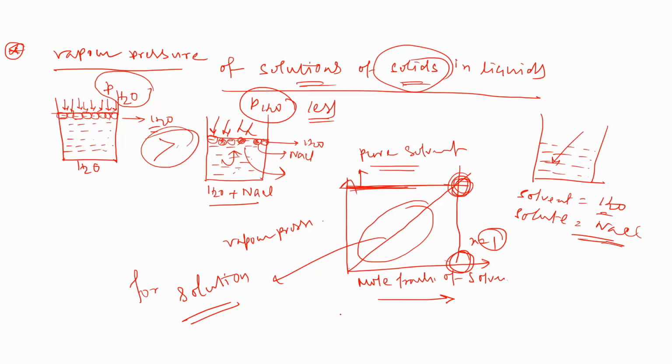Here also we apply Raoult's law, P1 varies with X1. So P1 equals X1 P10. So in this case also Raoult's law will be applied. So in this class, I have discussed the vapor pressure of the liquid solution, Raoult's law, and also how Raoult's law and Henry's law compare, and also the vapor pressure of the solution of solids in liquids.